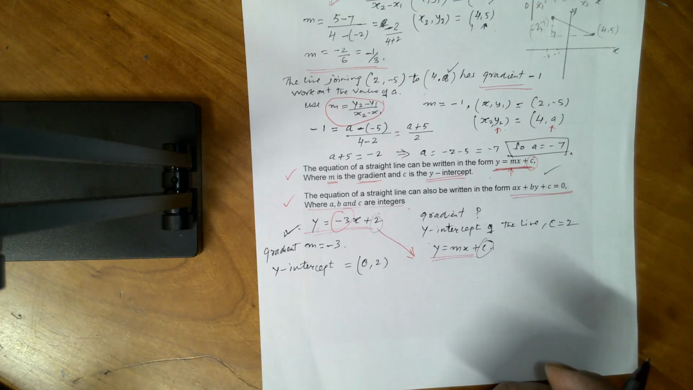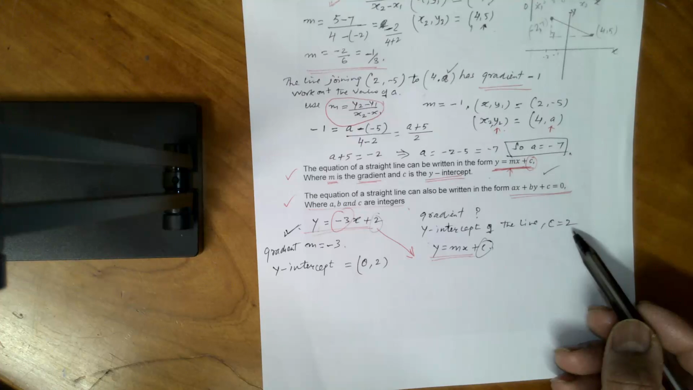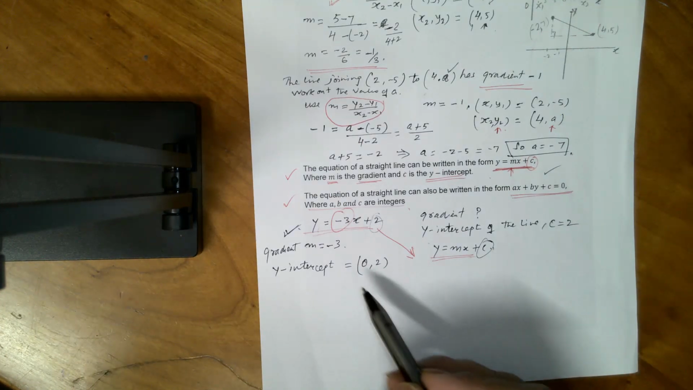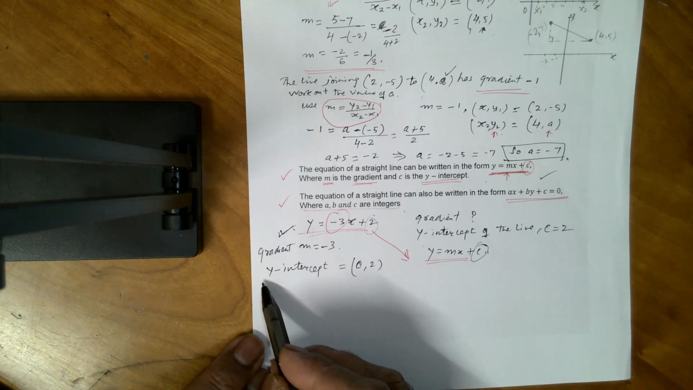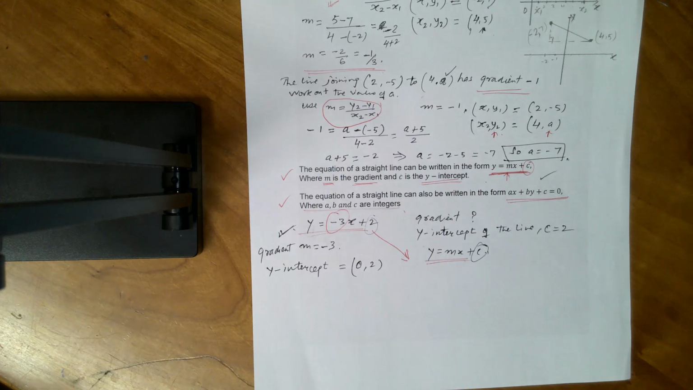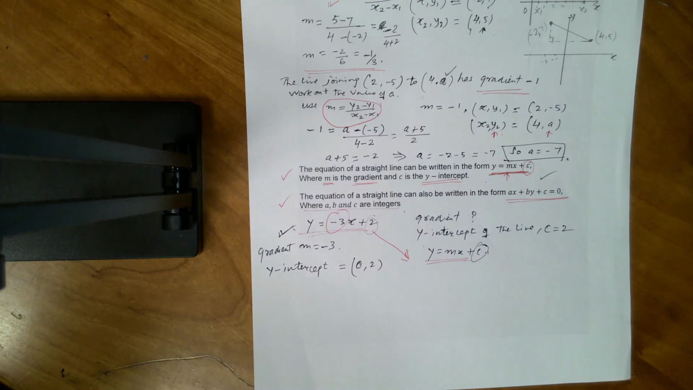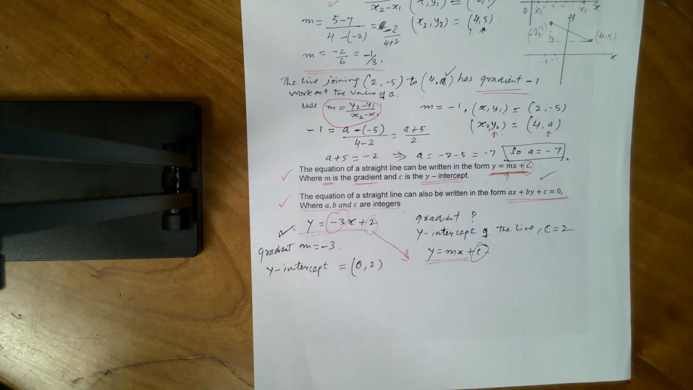That is your 2. So that's what it's saying, but you need to write down this. So the y-intercept is (0, 2). I think it's okay with that. Let's do another example. Yeah, why not? Okay, let's do this one.